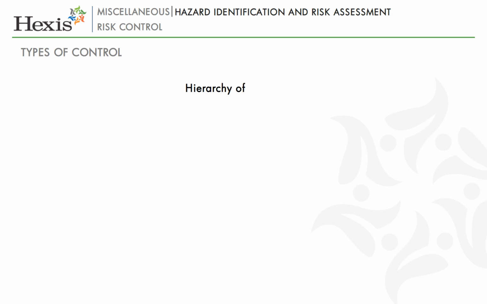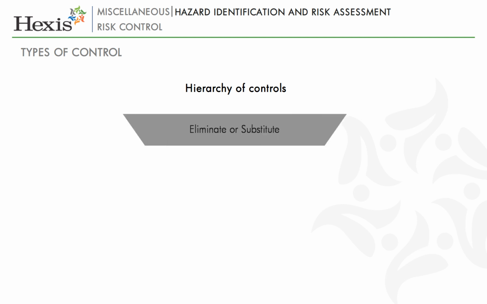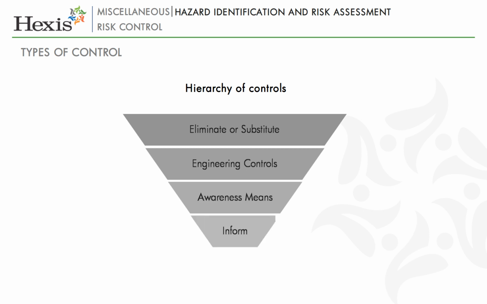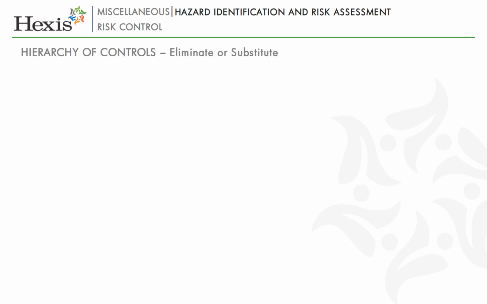Next, let us study the hierarchy of controls, which are sequential steps essentially followed to reduce the risk at the workplace in an effective and controlled manner. The different types of controls are elimination, substitution, engineering controls, administrative controls, and personal protective equipment or PPE. Let's understand them one by one. Let's begin with elimination and substitution.